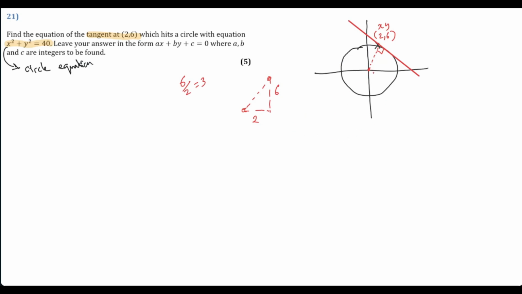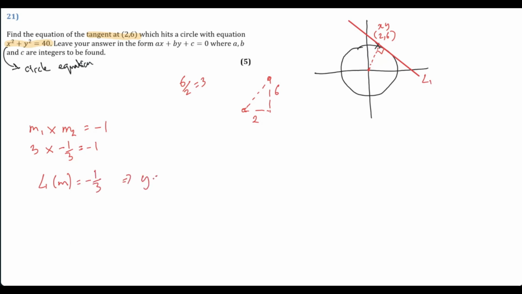Now what I can do next is, if the gradient is 3, remember the rule of perpendicular straight line equations. If we multiply the gradients, we get minus 1. So if one is 3, the other one must be minus 1 over 3. In this case, that's the tangent, the red solid line. Let's call this L1. So L1, the gradient, is equal to minus 1/3.